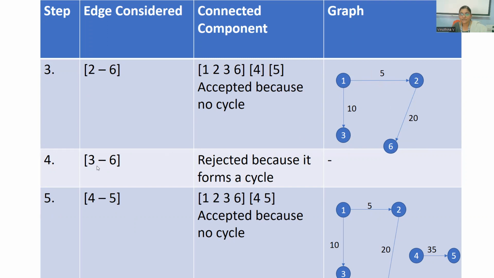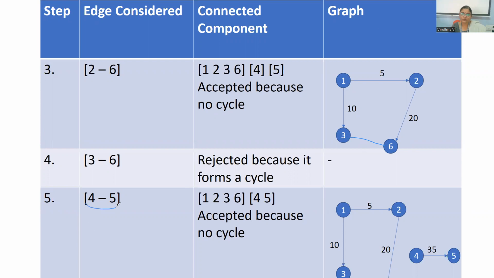Now consider the next edge, 3 to 6. Add the edge into the spanning tree. So we are adding 3 to 6, and this forms a cycle. So this edge is not accepted because it forms a cycle. Then repeat the algorithm.